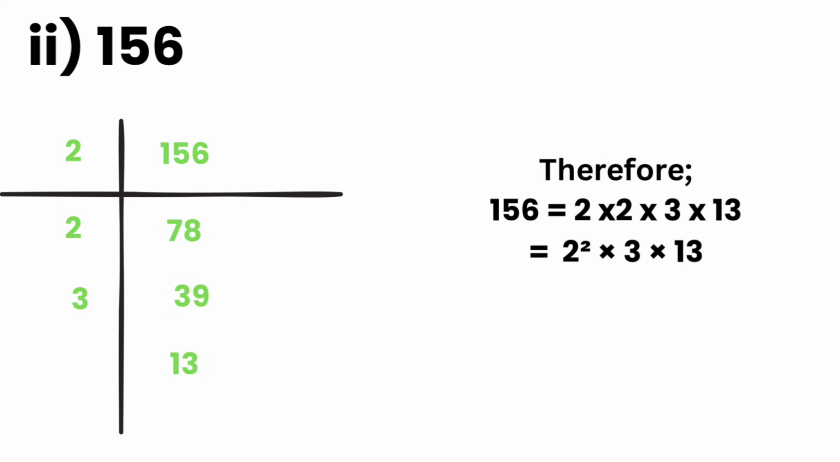Now let's factorize 156. 156 divided by 2 gives 78. 78 divided by 2 gives 39. 39 divided by 3 gives 13, and 13 is a prime number. So the prime factorization would be 2 squared multiplied by 3 multiplied by 13.